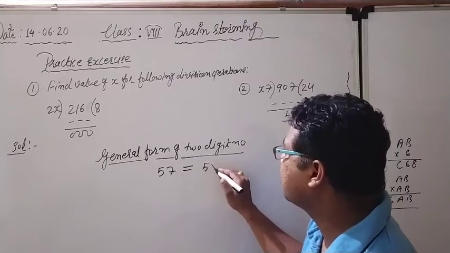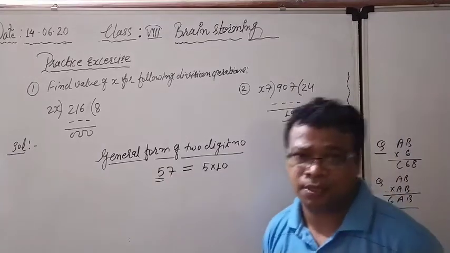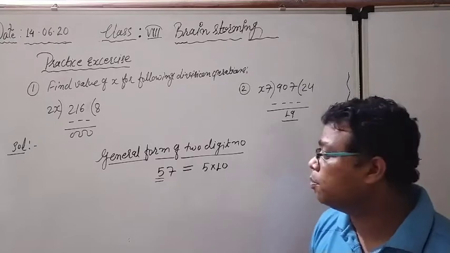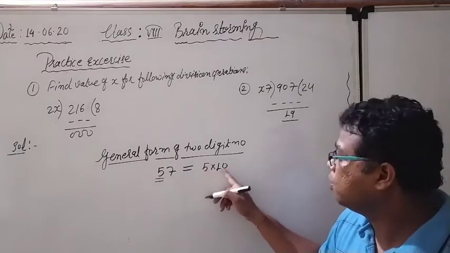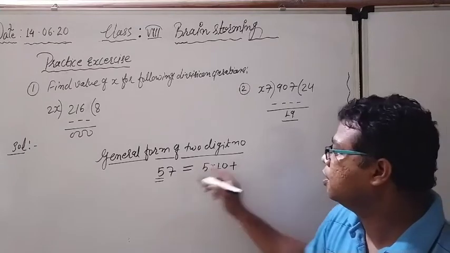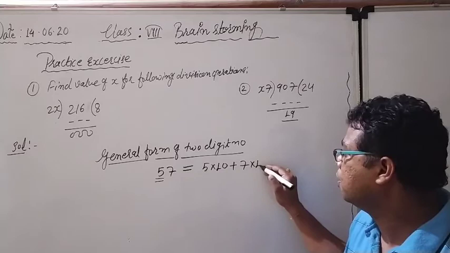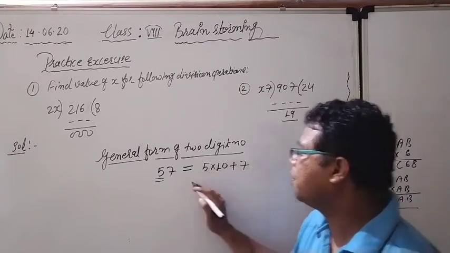57, you can write it down. What is the expanded form? What is this 5? 5 is in the tens place. So what do we do in the expanded form? The digit which is written in the tens place is multiplied by 10, plus the digit which is written in the unit place multiplied by 1. Otherwise you can eliminate this also. So what is the thing? 5 into 10 plus 7.